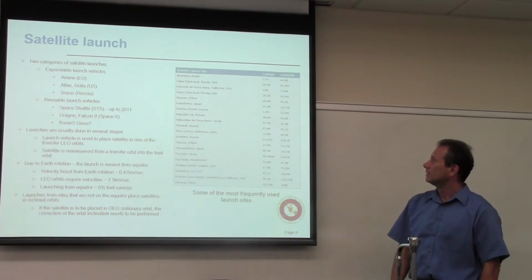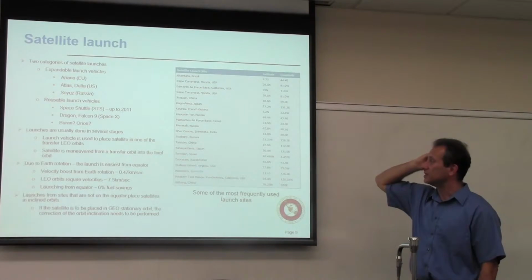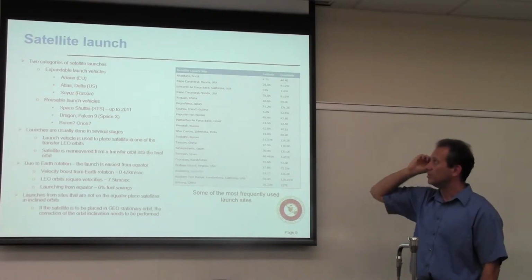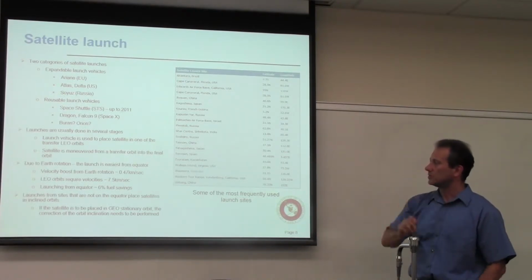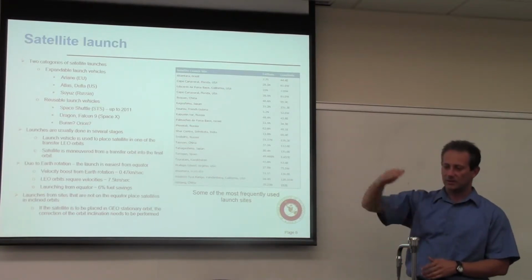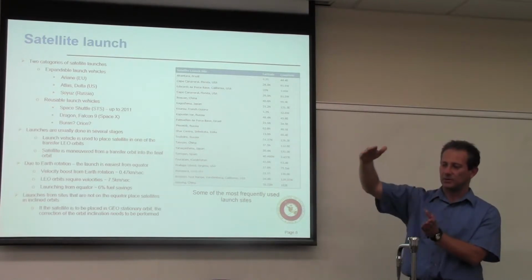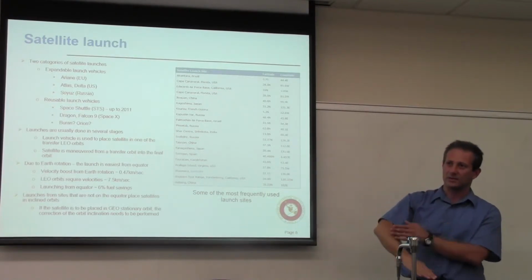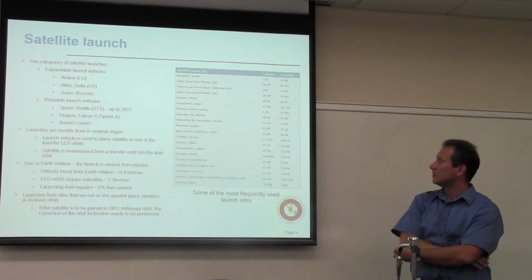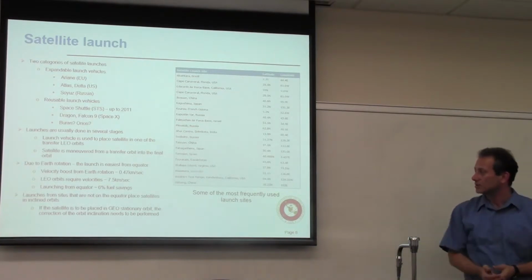In the U.S., we launch mostly from Kennedy Space Center. The Europeans launch mostly from French Guiana, which is a small country on the same latitude as Florida, but on the south side. And then Russians, they all launch from Kazakhstan. You can see other countries where they have launching sites.